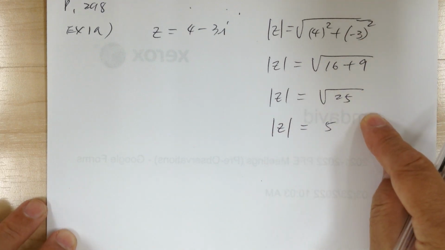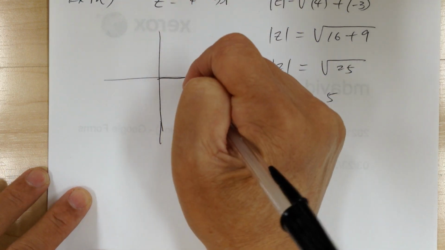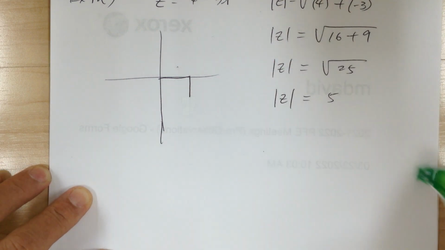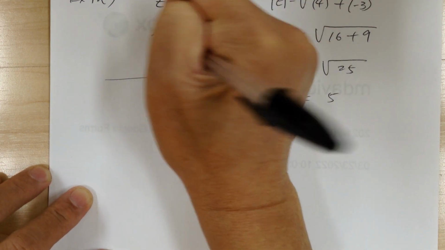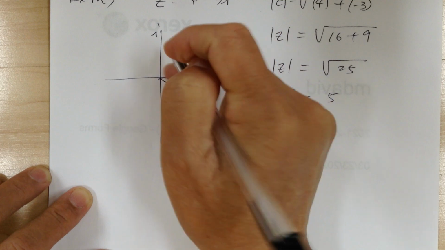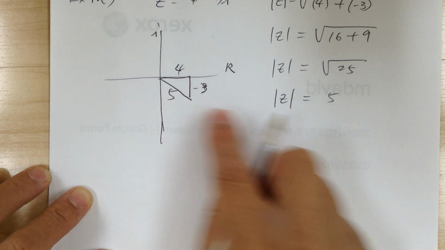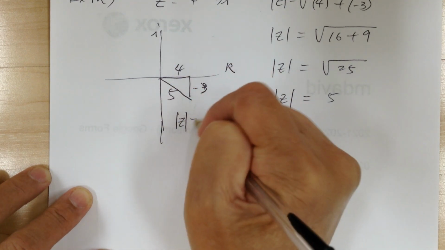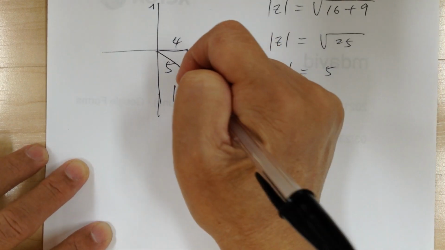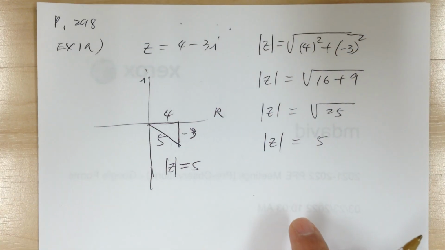Okay? So this is a long way. But if you know your special triangles, you can just sketch it out. You've got 4 and minus 3. Here's your real number, here's your imaginary number. So you go 4 and minus 3. That's your 3, 4, 5 triangle, right? So right away you can see that this is a 3, 4, 5 triangle, so therefore the absolute value of z equals 5. Again, absolute value means the length of the hypotenuse. If you know your special triangles, you don't have to do all this long way.